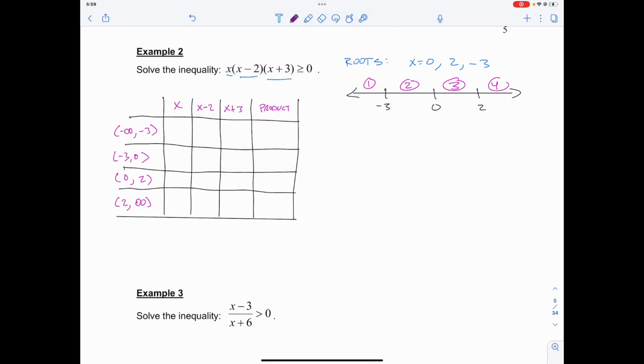When I pick a number that is less than negative 3, then I find that this is negative, and this is negative. When I pick a number in between negative 3 and 0, so like negative 1, then I get a negative and a positive. When I pick a number in between 0 and 2, like positive 1, I get a positive, a negative, and a positive. And when I pick a number bigger than 2, then I get a positive and a positive.